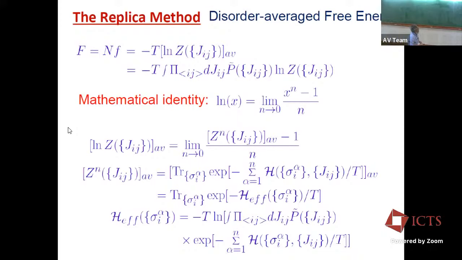Then you take the log of that partition function and then take the average over the Jijs. And the claim is that this quantity will give you the free energy for a typical sample where the Jijs are taken from a particular distribution. Okay? So can I just think of it like a big sample and different parts of the big sample, basically? That's what I'm getting at, yeah.